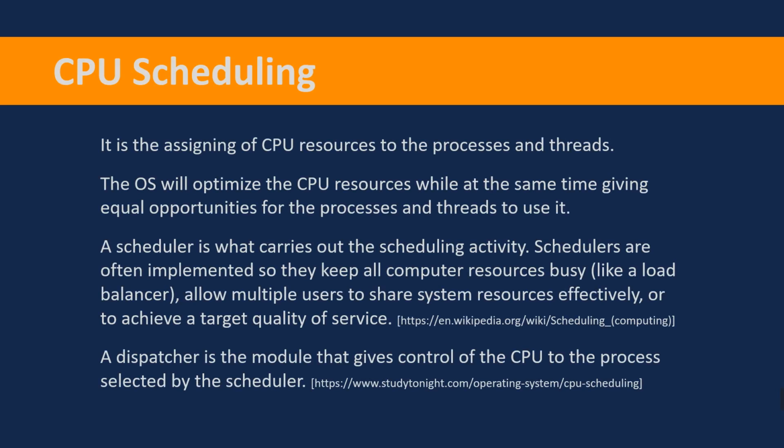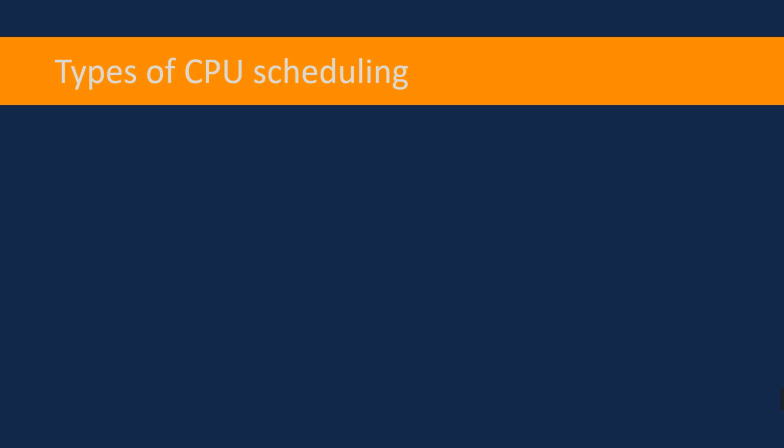Schedulers are often implemented so they keep all computer resources busy, like a load balancer. Allow multiple users to share system resources effectively, or to achieve the target quality of service. A dispatcher is the module that gives control of the CPU to the process selected by the scheduler.